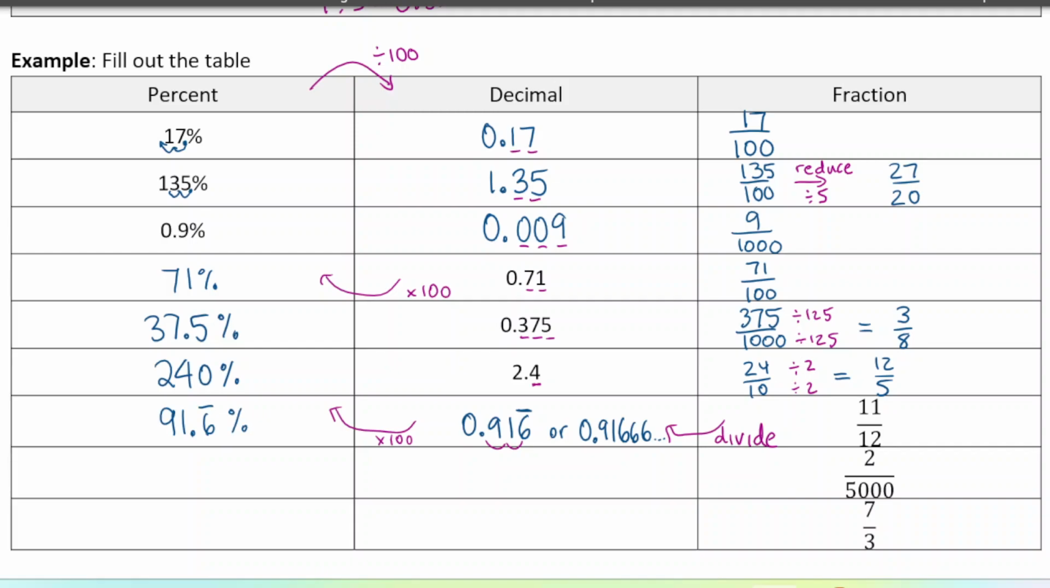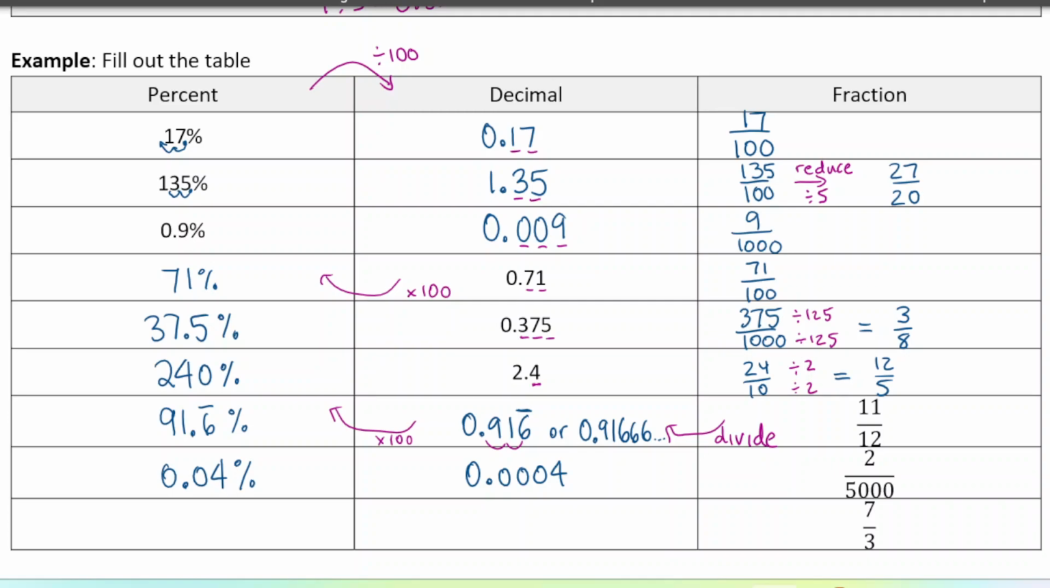Okay, let's try this one. We divide. 2 divided by 5,000 is 0.0004. Move the decimal over 2 spots, multiply by 100, you get 0.04%. It's a very small percentage. And last but not least, we have 7/3.